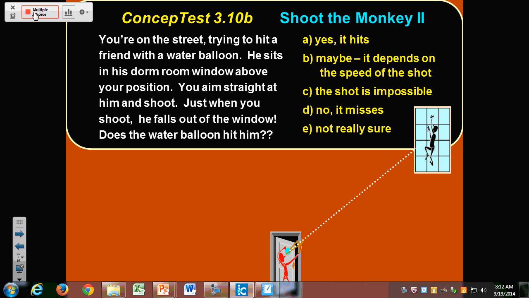Alright, similar thing here. Here, you're on the ground and he's up above, and you aim straight at him and shoot, just like you did before. Just when you shoot, he falls out of the window. Does the water balloon hit him or not?